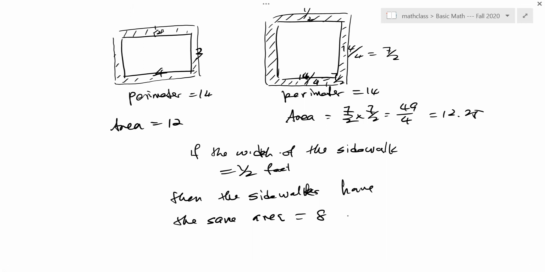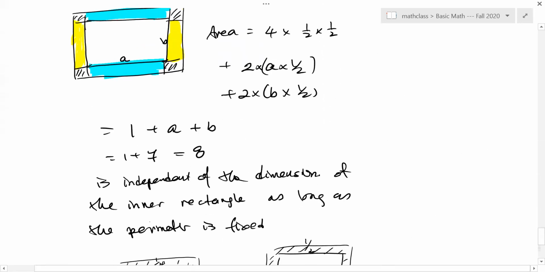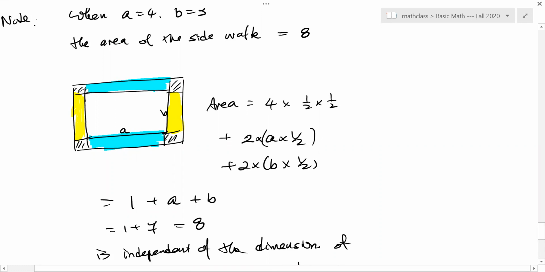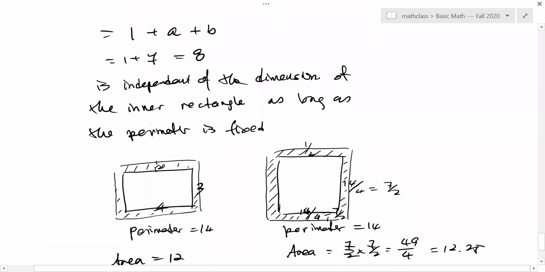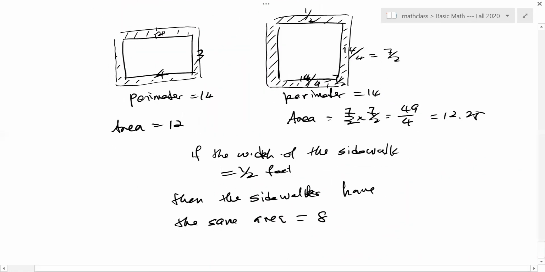So this is kind of mathematics. We do research, and then you get the general theorem. The theorem says the area of the sidewalk is independent of the dimensions as long as the perimeter is fixed. Then you have a nice result. If you're doing research and it's new material, then you can probably publish a paper.